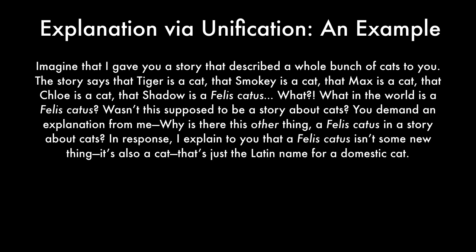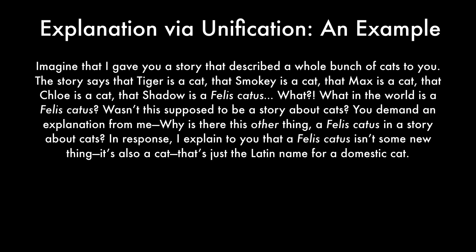Here's just an example of explanation via unification. This isn't a strictly scientific example, but it is a form of explanation that we could extrapolate and apply to other things that are scientific in nature. So imagine that I gave you a story that described a whole bunch of cats to you, and I said, this is a story that deals only with cats. The story says that something Tiger is a cat, and something Smokey is a cat, and something Max is a cat, and something Chloe is a cat, and something Shadow is a Felis catus. Well, what in the world is that? What's a Felis catus? Wasn't this supposed to be a story about cats?